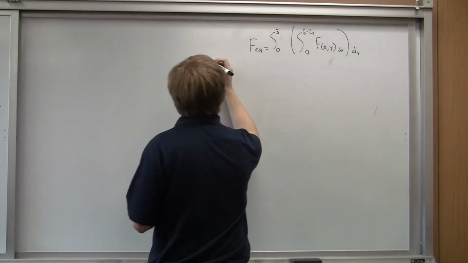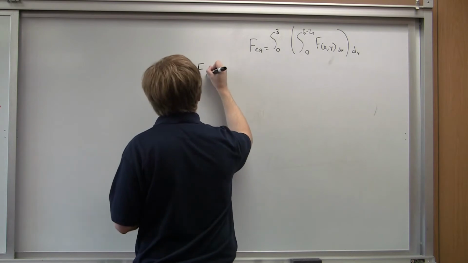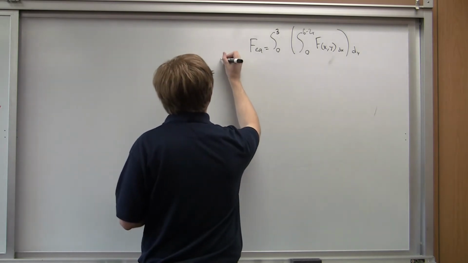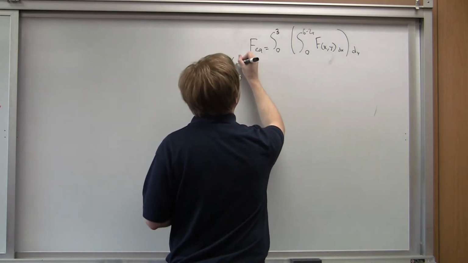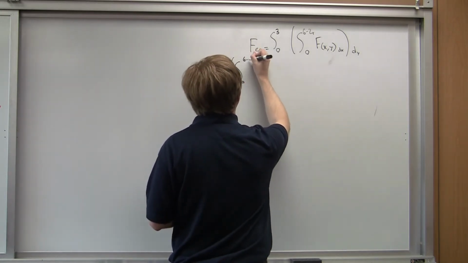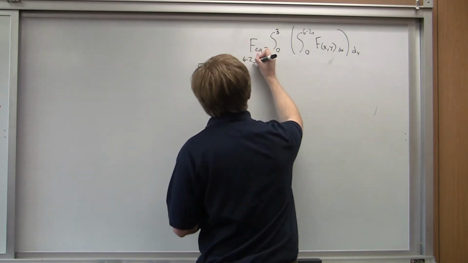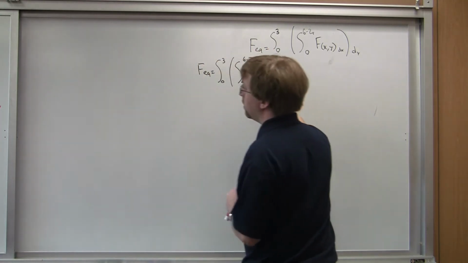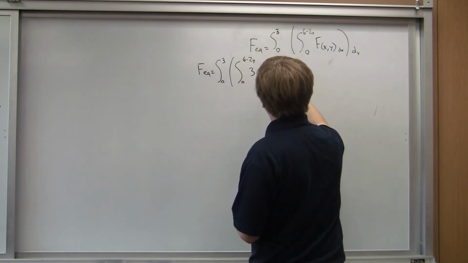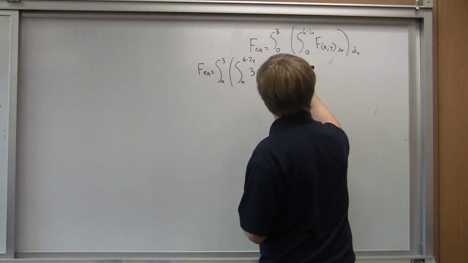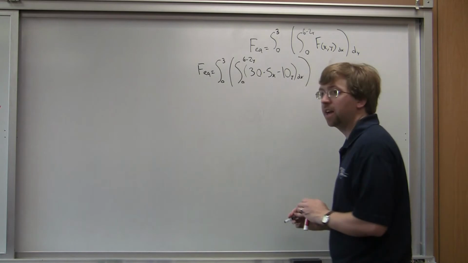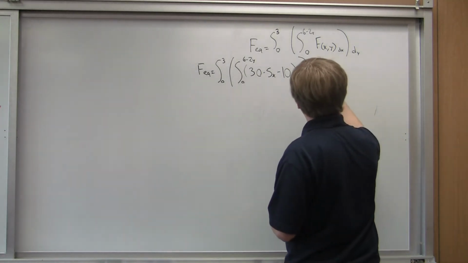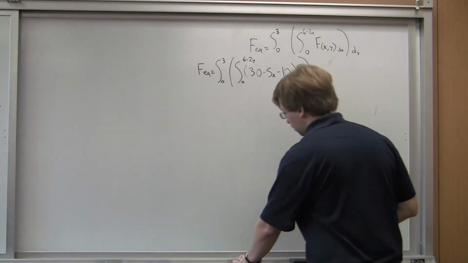So FEQ is going to be equal to the integral from 0 to 3 of the integral from 0 to 6 minus 2y of F of x again, which was 30 minus 5x minus 10y. And so we're taking the integral with respect to x first. After we take that integral and evaluate it, we're going to take the integral with respect to y.